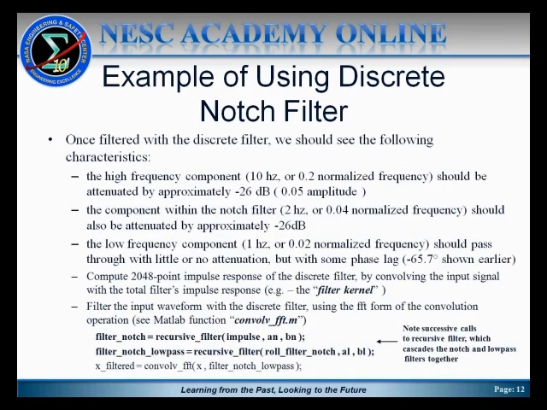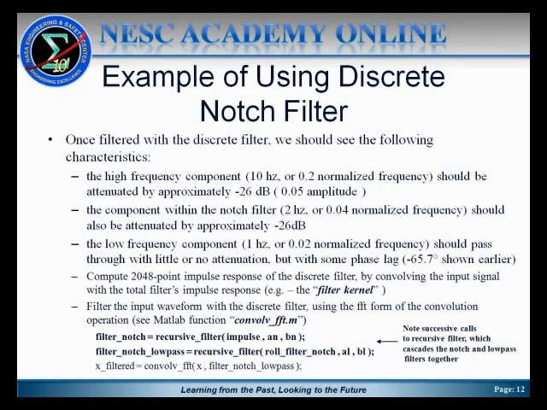Now, what should we see before we actually go through this process? Let's think about what we would expect the filter to do. That high frequency component, the one at 10 Hertz or a 0.2 normalized frequency, we should see an attenuation of at least 26 dB. That comes out to be a 0.05 amplitude compared to the original signal. The component within the notch, that 2 Hertz component that we built in the signal, should also be attenuated by approximately 26 dB, which we saw from the frequency response of the filter itself 2 slides ago.